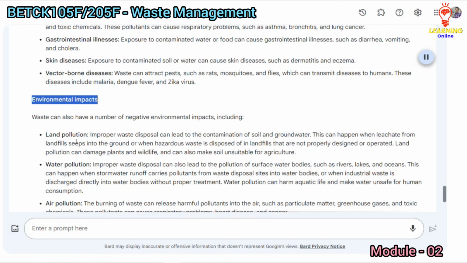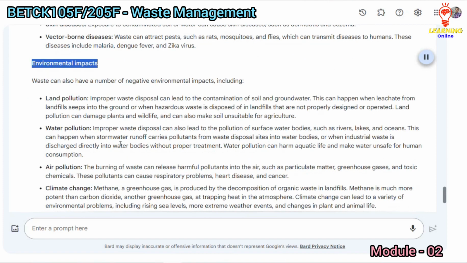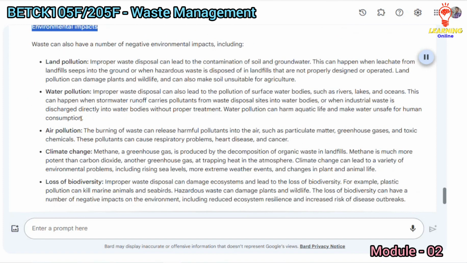Environmental impacts. Waste can also have a number of negative environmental impacts, including land pollution. Improper waste disposal can lead to the contamination of soil and groundwater. This can happen when leachate from landfills seeps into the ground or when hazardous waste is disposed of in landfills that are not properly designed or operated. Land pollution can damage plants and wildlife, and can also make soil unsuitable for agriculture.